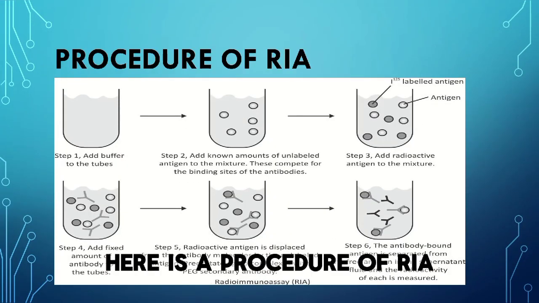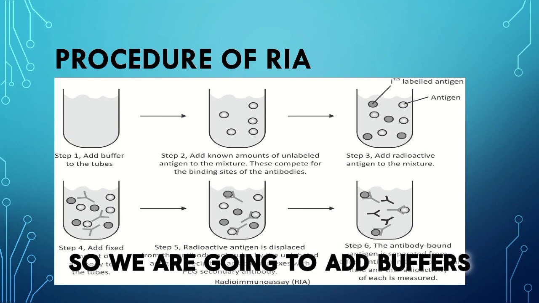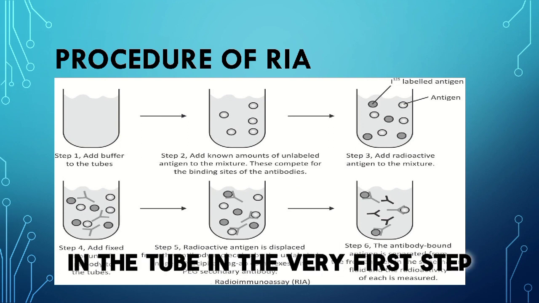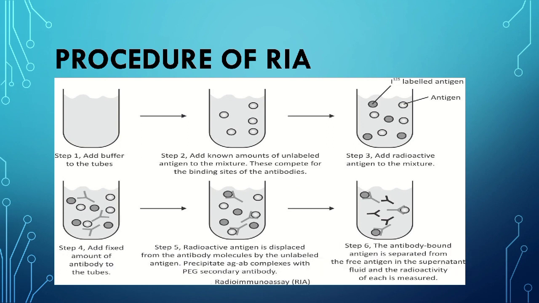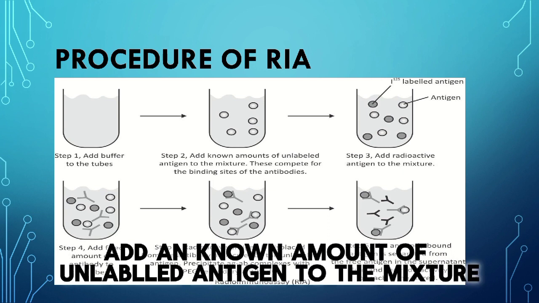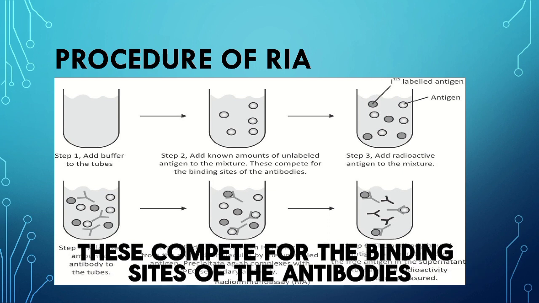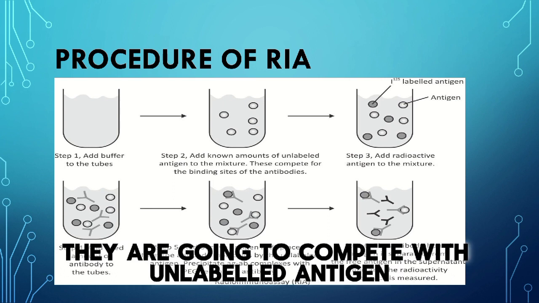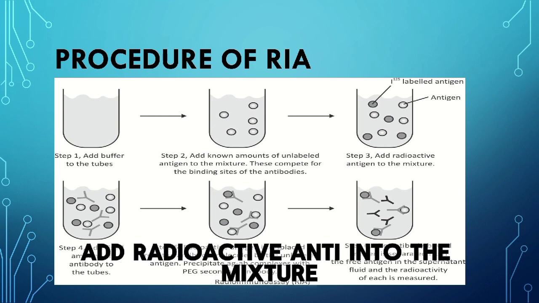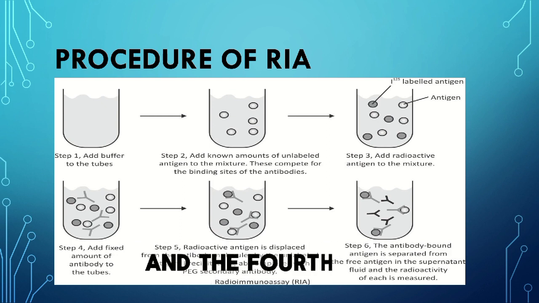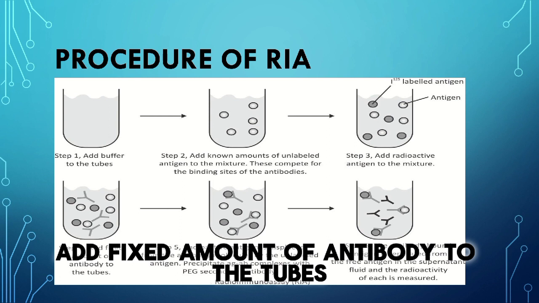Here is the procedure of RIA. So we are going to add buffers in the tube in the very first step. In the second step, add a known amount of unlabeled antigen to the mixture. These compete for the binding sites of the antibodies. They are going to compete with unlabeled antigen. Add radioactive antigen to the mixture. In the fourth step, add fixed amount of antibody to the tubes.